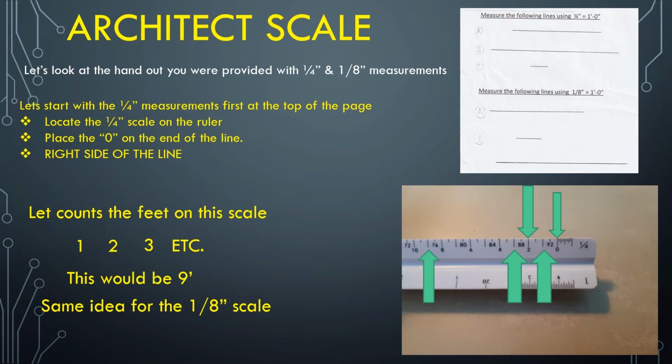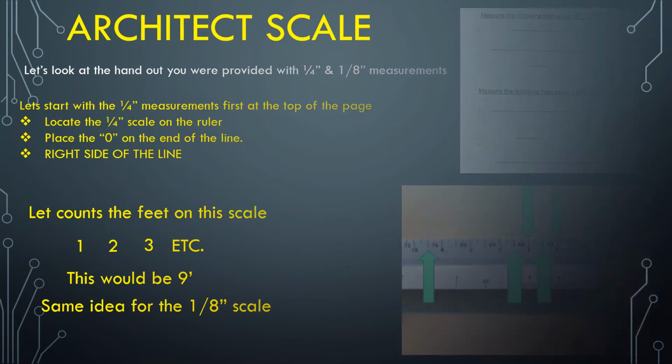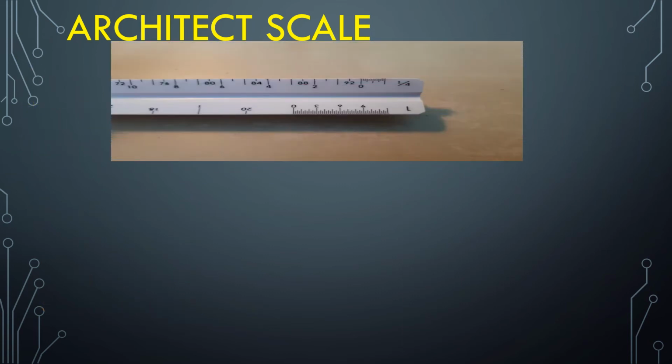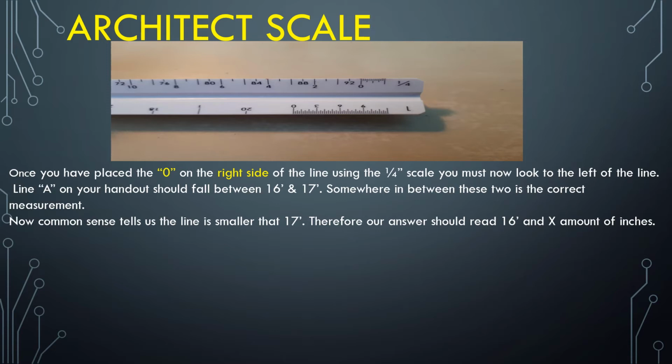It's the exact same thing with the 1/8 scale, only it's on the left side of the ruler. So once you've placed the 0 on the right side of the line using the 1/4 inch scale, you must now look at the left side of the line. Line A in your handout should fall between 16 and 17. Somewhere in between these two is the correct measurement. Now, common sense tells us that the line is smaller than 17. It's between 16 and 17, right? We can't stretch it to 17. So the answer has to be 16 feet and so many inches.